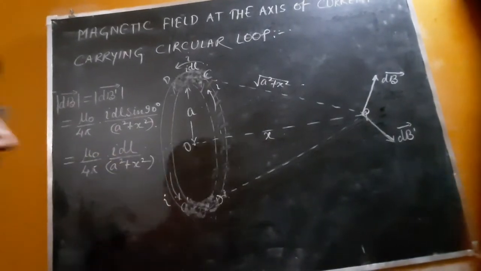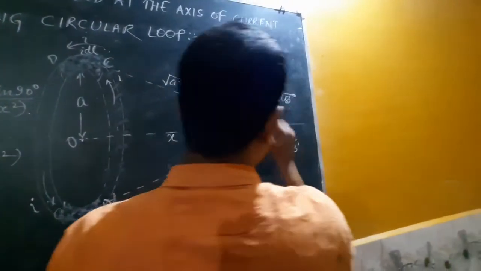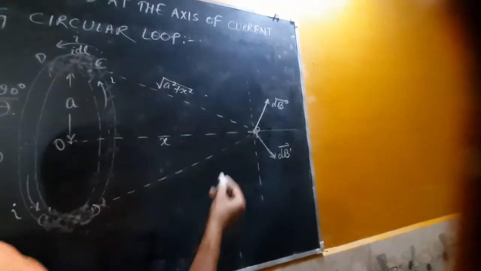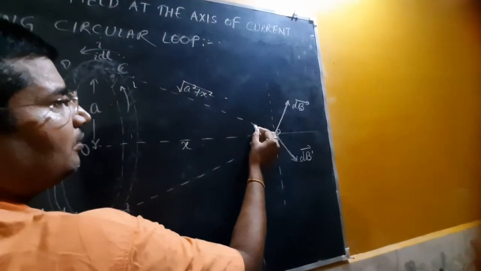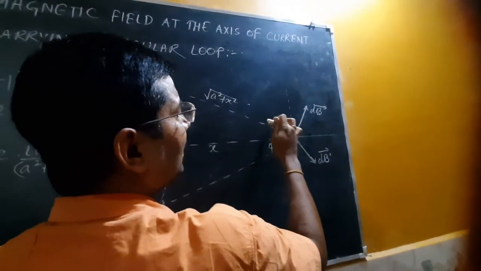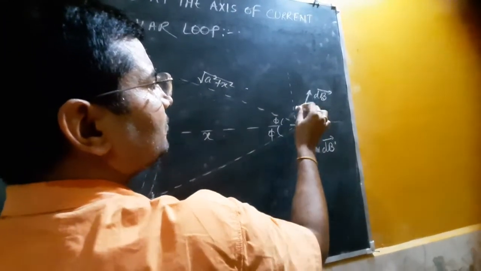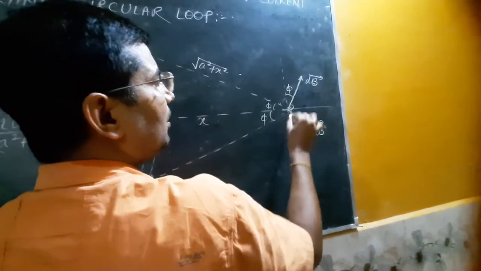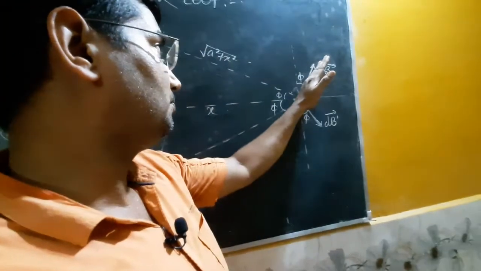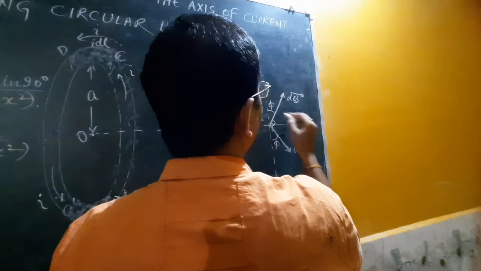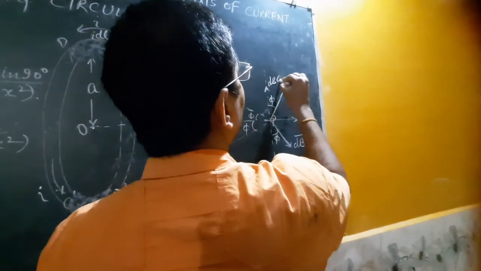Now you may see I am supposing this to be the x axis and this one is the y axis. If this angle is phi, then this will also be phi. And what about this? This will be 90 minus phi, and this line is perpendicular to this. So if this is 90 minus phi, then this will be phi. Again this angle will be phi. Now we can resolve this vector into two components. First component is dB cos phi.